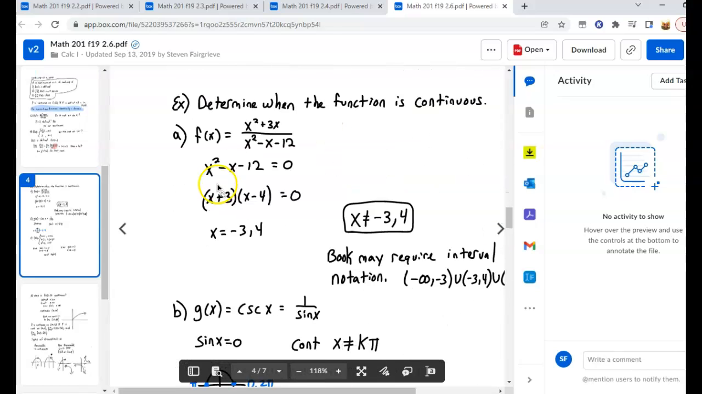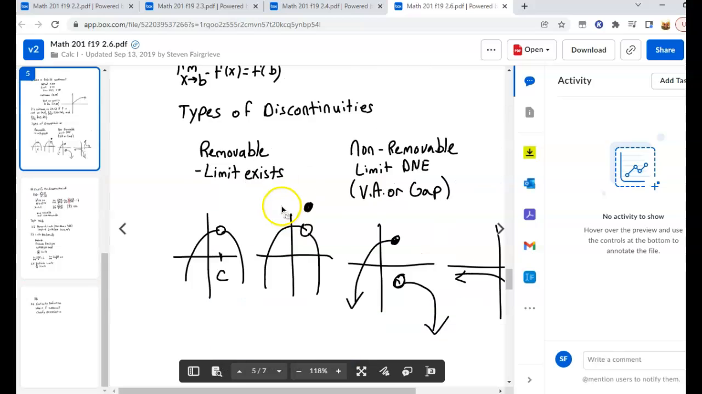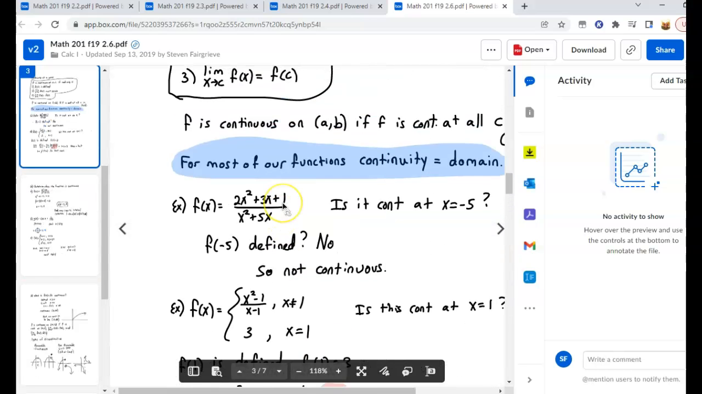And then what we do is we have some questions asking about when a function is continuous. So these are our conditions, right? And for the most part, unless we're dealing with a piecewise function, if our function's defined, it's continuous. So a rational function, as long as it's defined, it's going to be continuous. So in this example, at -5, it's not continuous. It's also not continuous at 0 because the original function is undefined.